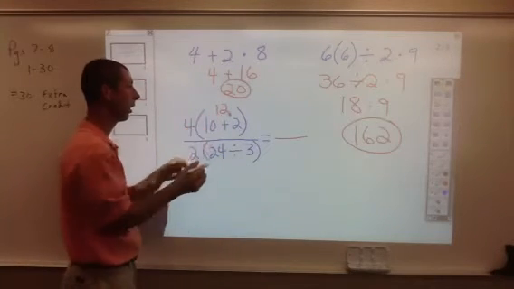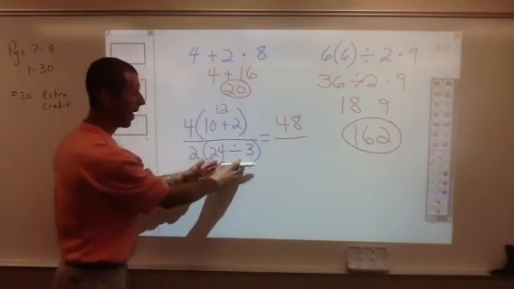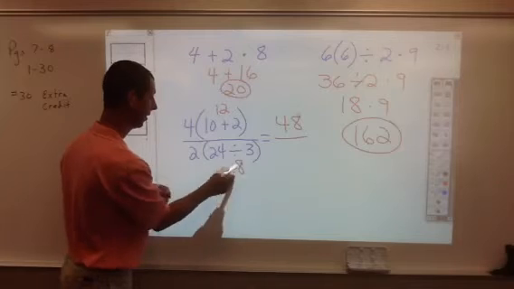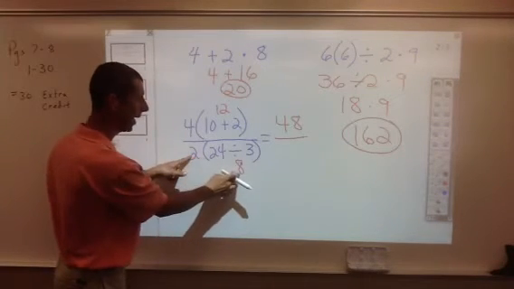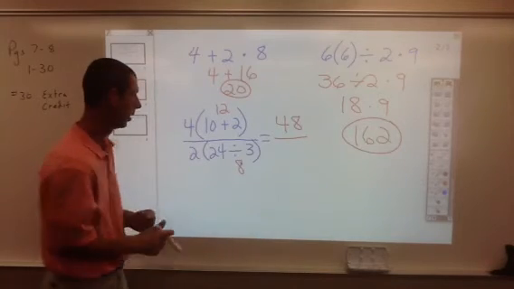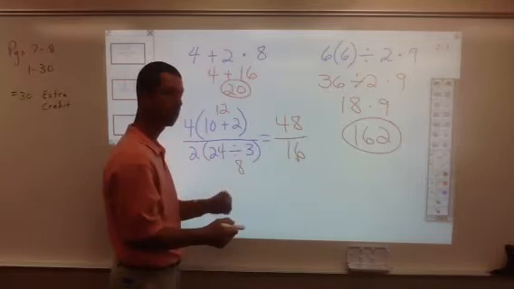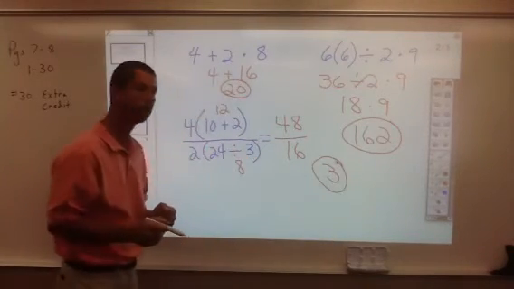And 4 times 12 is 48, so 48 goes here. Okay, here now we do what's in the parentheses first, so 24 divided by 3 is 8, and now 2 times 8. There's no operation sign between the 2 and the 8, so it's multiplication. And 2 times 8 is 16. So 48 divided by 16 is 3, and that's our answer.